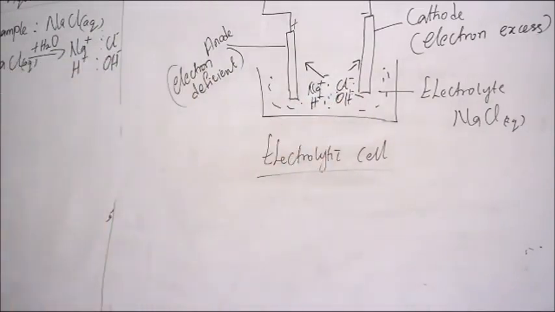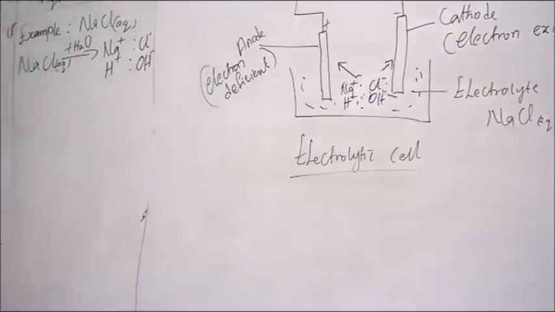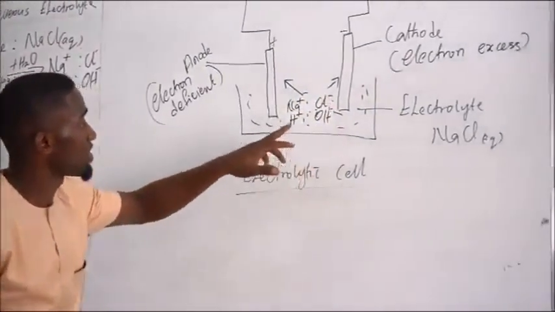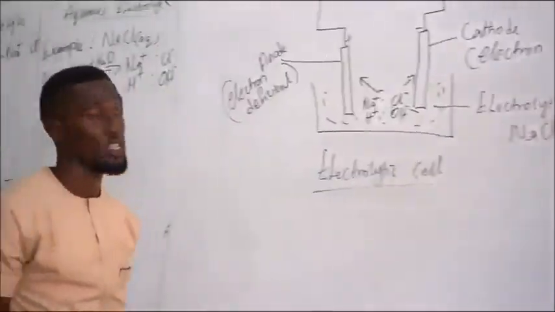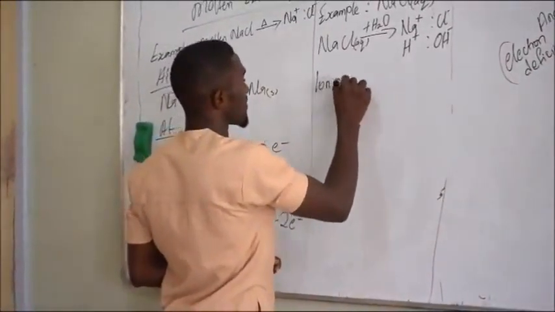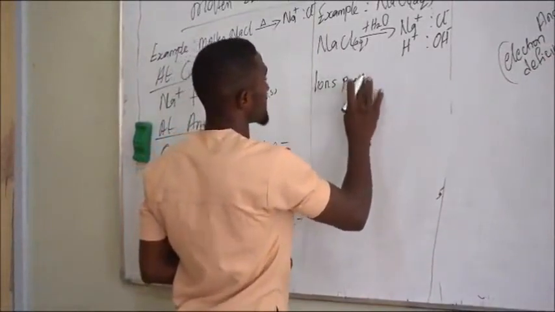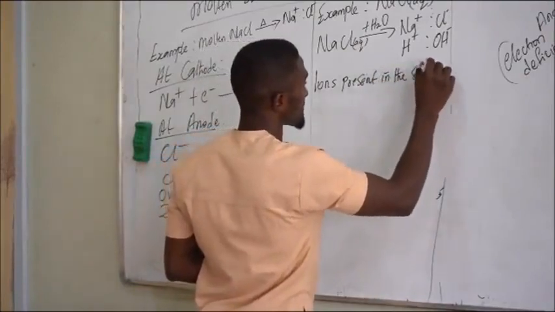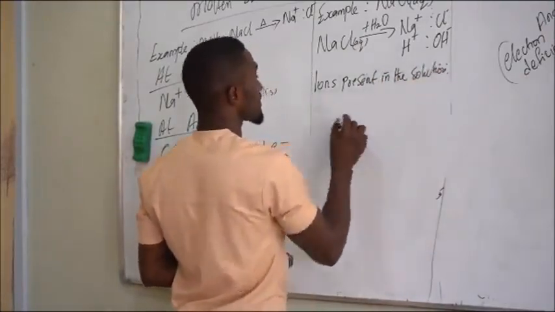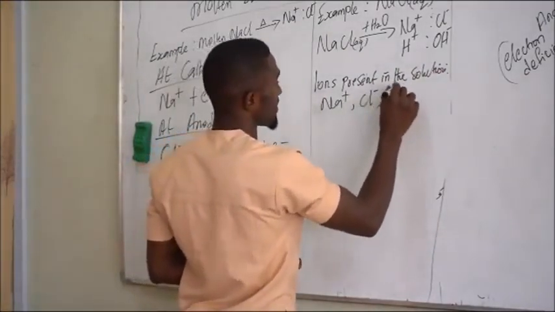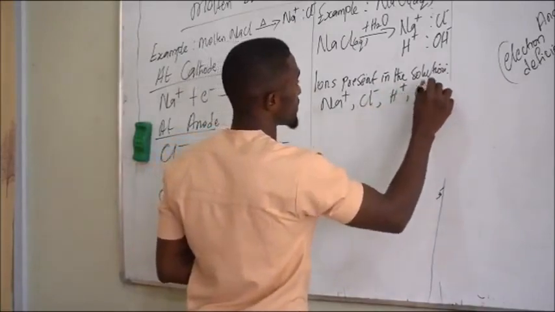But when you look at the molten sodium chloride, you have only sodium ion and chloride ion. But in the aqueous, you have sodium ion, chloride ion, hydrogen ion, and hydroxyl ion. So the ions present in the solution include sodium ion, chloride ion, hydrogen ion, and hydroxyl ion.